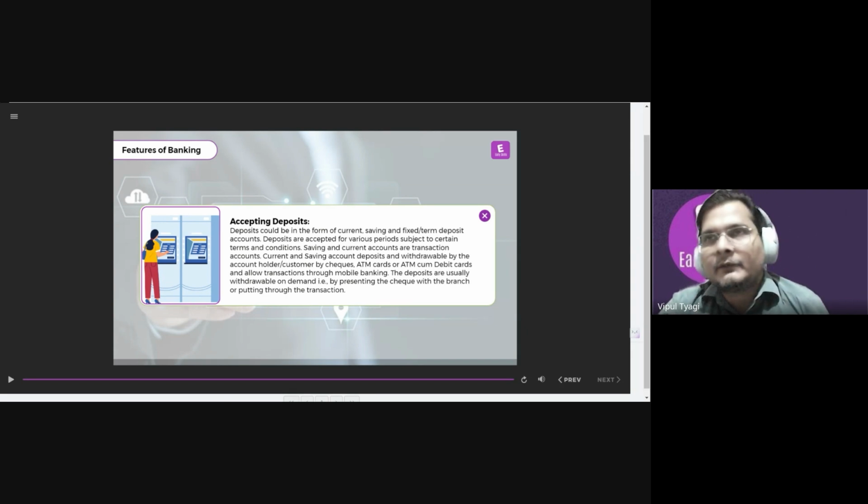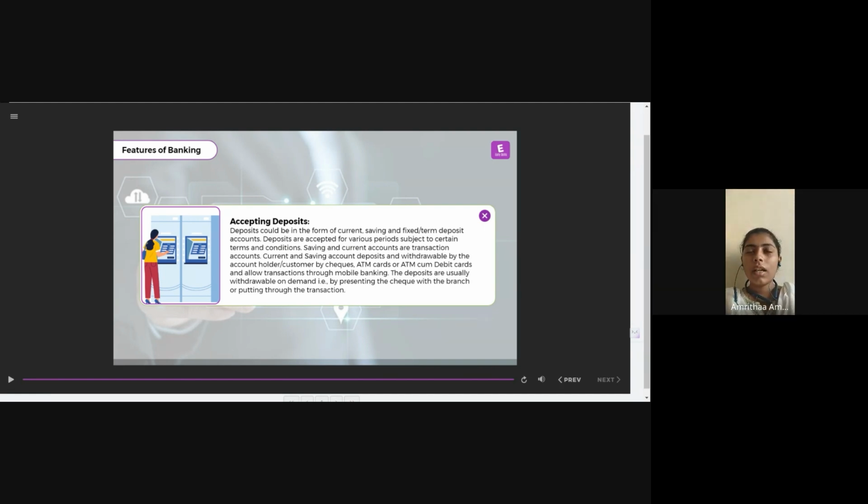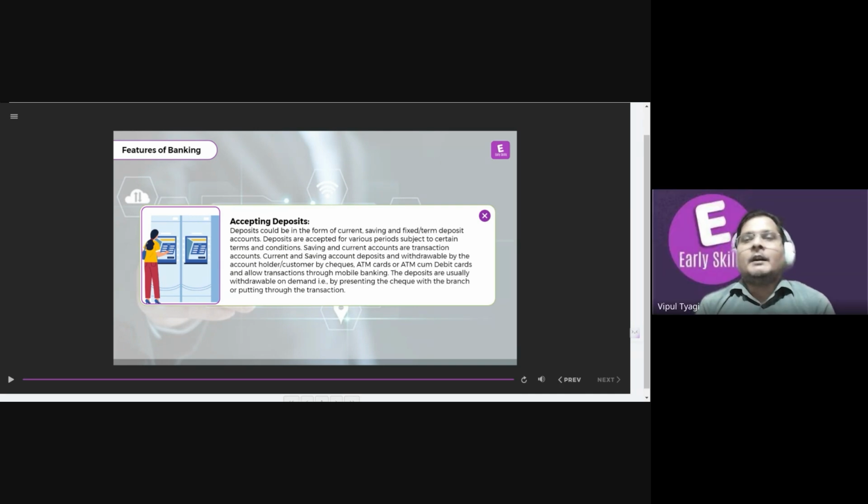Yes, Amrita, do you know what is a fixed deposit? Sir, it is an investment account providing interest for some period. Okay, good. It is an investment that provides interest for some period.